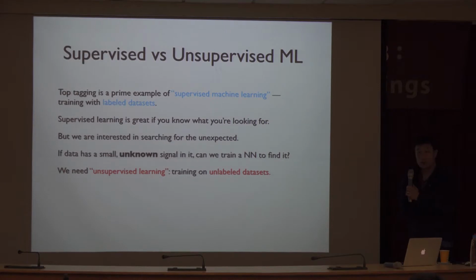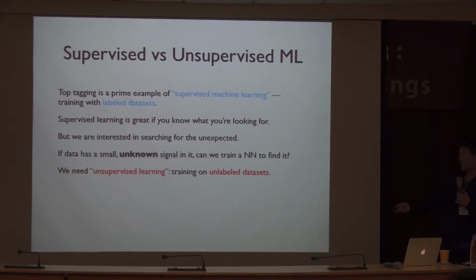So yeah, so let's see. Top tagging is a prime example of what's called supervised machine learning. That's training with data sets where you already know all the truth values, so every example is fully labeled. And supervised learning is great if you know what you're looking for. But we're interested in searching for the unexpected, so that's my real interest here.